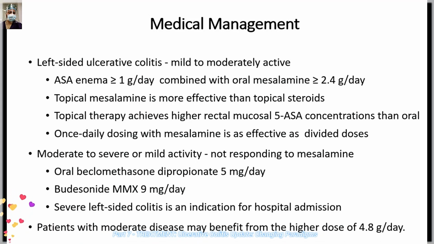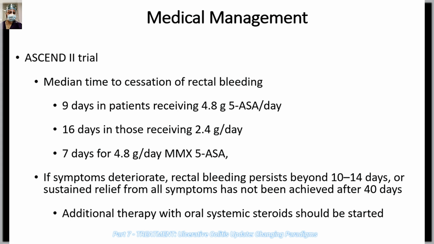Severe left-sided colitis is an indication for hospital admission. A patient with moderate disease may benefit from a higher dose of up to 4.8 gram per day. In the ASCEND 2 trial, the median time to cessation of rectal bleeding was 9 days in patients receiving 4.8 gram of 5-ASA per day, 16 days for patients receiving 2.4 gram per day, and 7 days for the combination of 4.8 gram 5-aminosalicylic acid and budesonide. So the combination has a better efficacy in inducing remission.